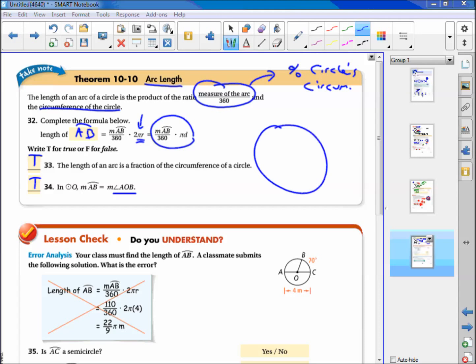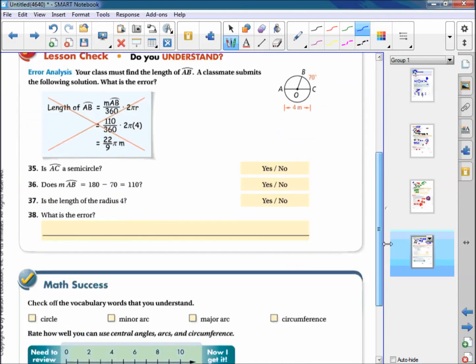So if you have a circle with center O, the measure of the arc AB from here to here is the same as the central angle's measure. Notice we're not looking for the distance from A to B. We just want to know the measure of the arc. Okay? So there's a difference between arc length and arc measure.